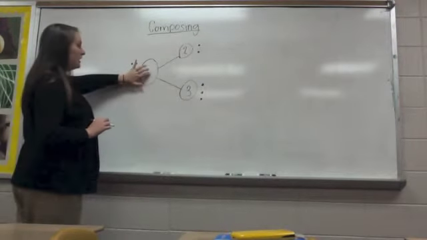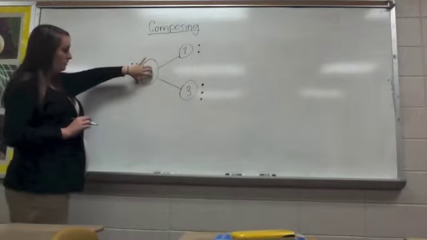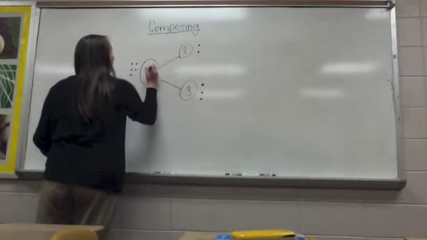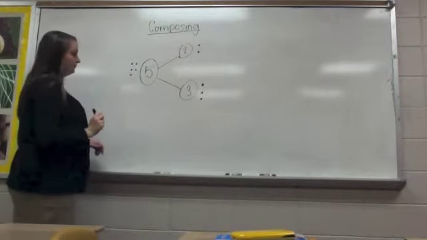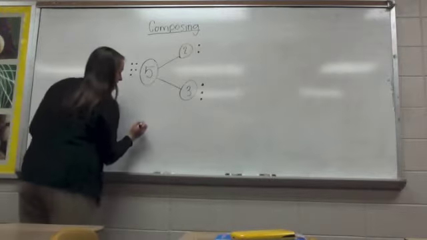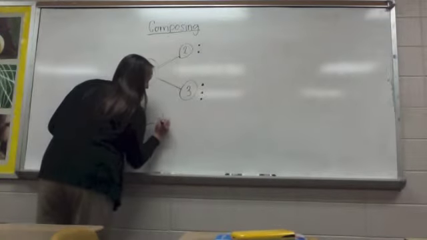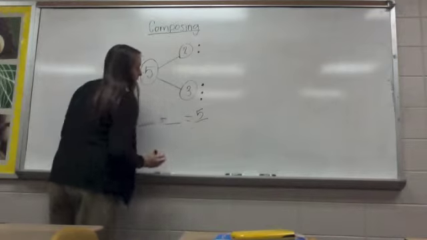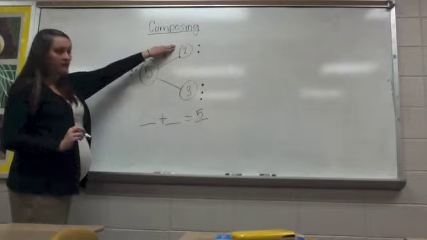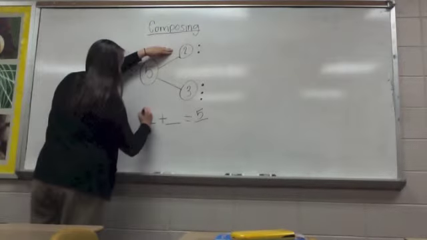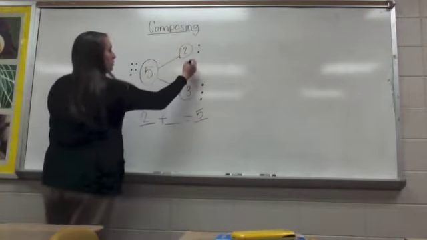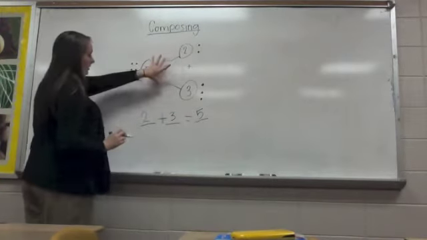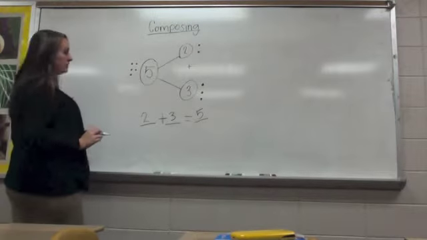So how many do we have in this big circle? We have 5. That's right. So we need to make an equation with this. Blank plus blank equals 5. So we go here. What is this number? 2 plus 3 all together equals 5. Good job. We'll do one more.